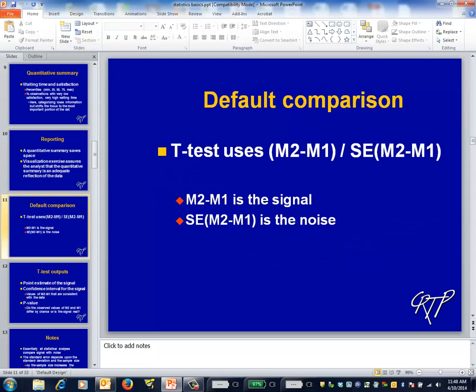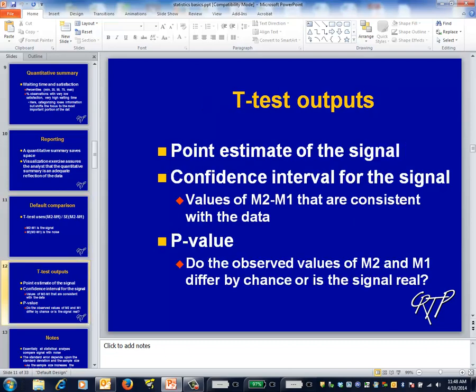The default way for comparing the pre and post means is a t-test. The formula has the difference between the observed means in the numerator and the standard deviation between those means in the denominator. The numerator, the difference in group means, is the signal; the denominator is the noise. Essentially, all statistical tests can be understood as signal-to-noise ratios. The t-test generates a point estimate of the signal, a confidence interval for the signal, and a p-value assessing whether the signal is real. The point estimate is the observed difference between the group means.